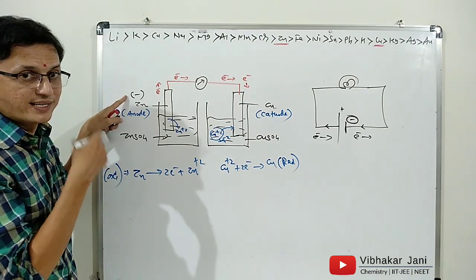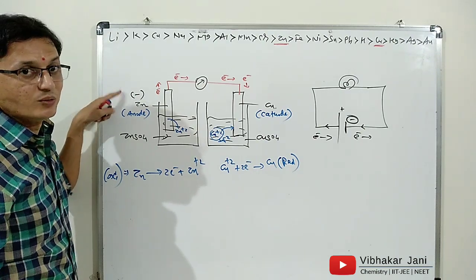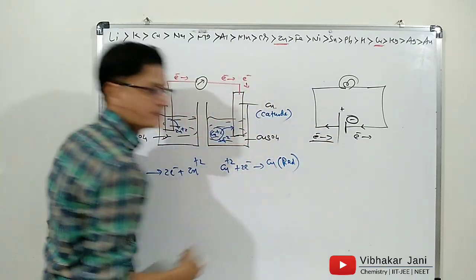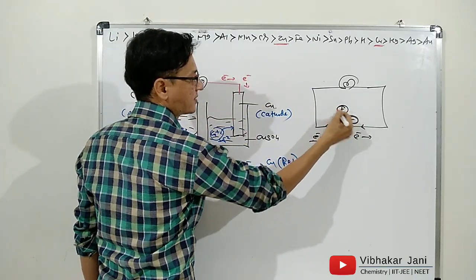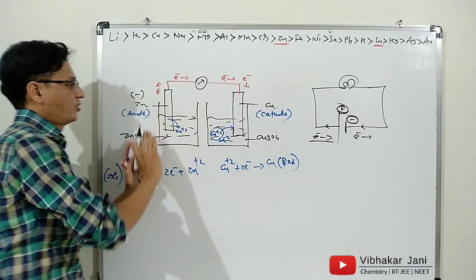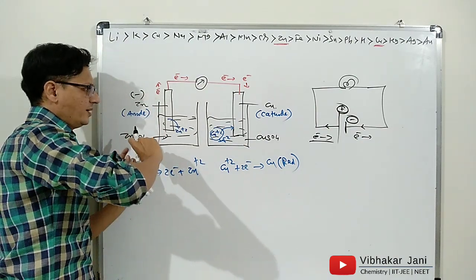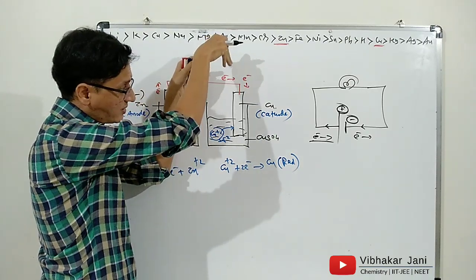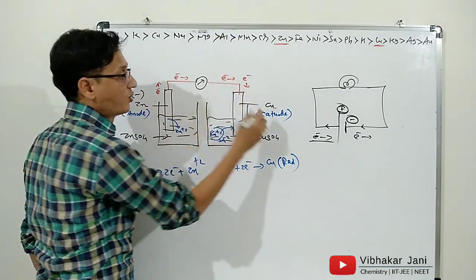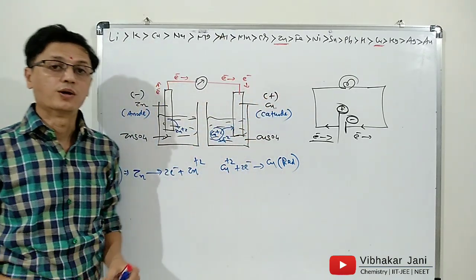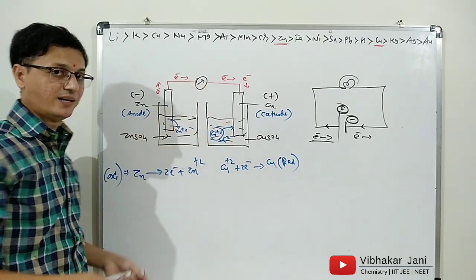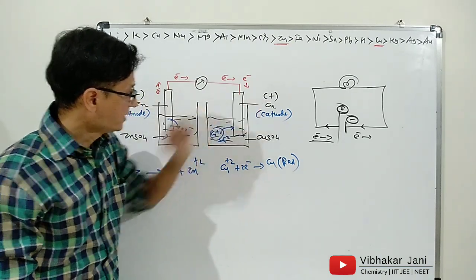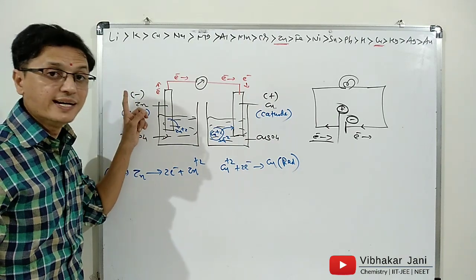So in an electrochemical cell, the anode is negative, and the pole at which electrons are coming in is considered the positive pole. So here electrons are released by zinc, and these electrons come to copper. Therefore, copper is considered the positive pole. So in this Daniell cell, which is an electrochemical cell, the cathode is positive and the anode is negative.